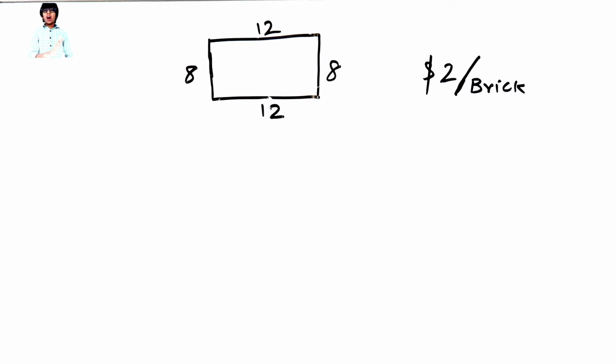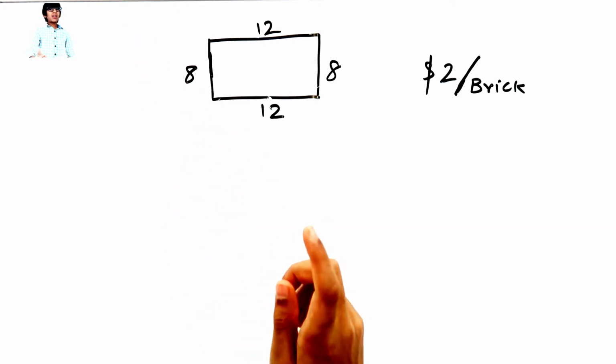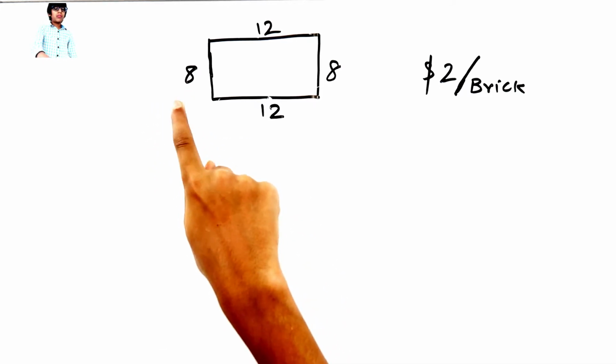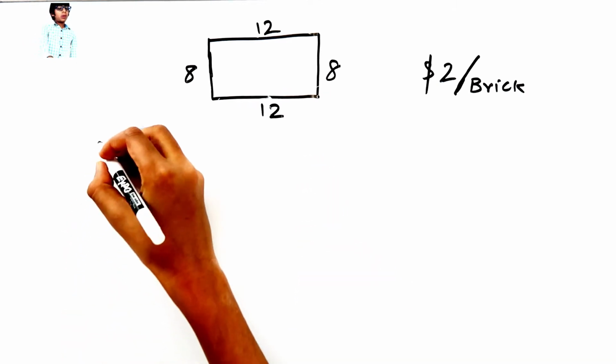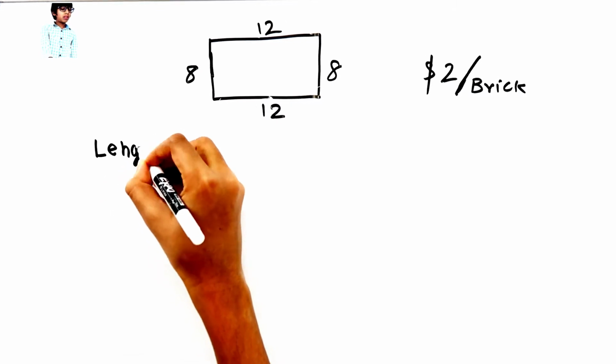And all the bricks that I buy should be that length. And I want to save the least money possible. So I need to find the biggest length of the bricks so they would fit in all of these sides. So now let's write the length.